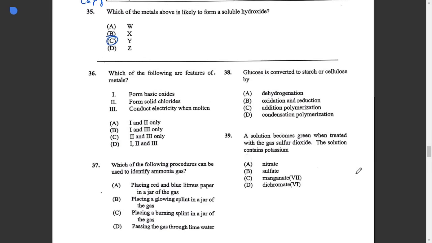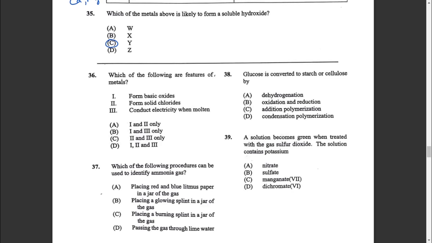36. Which of the following are features of metals? 1. Form basic oxides. True. 2. Form solid chlorides. True. 3. Conduct electricity when molten. True. So it is 1, 2, and 3. So that's D.